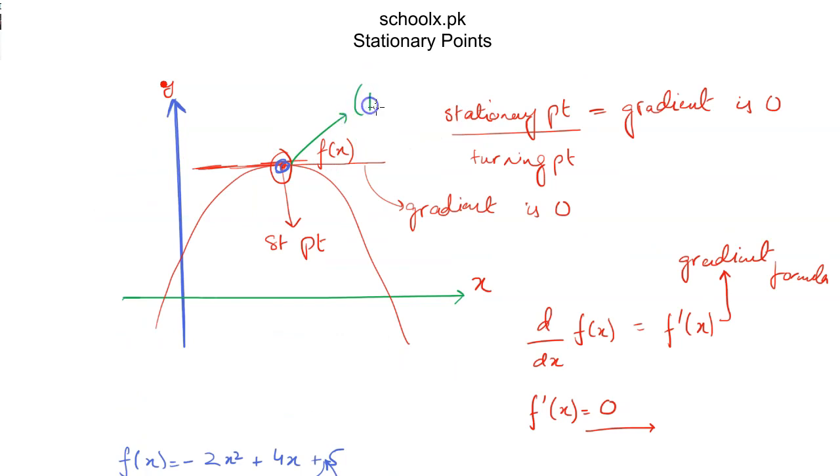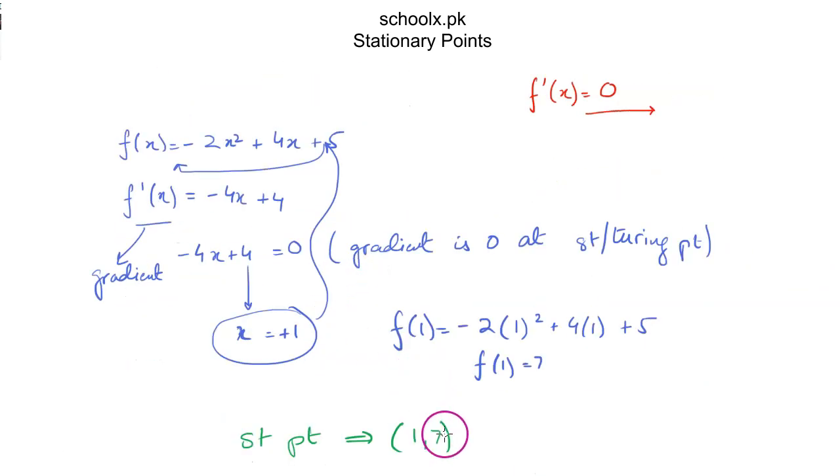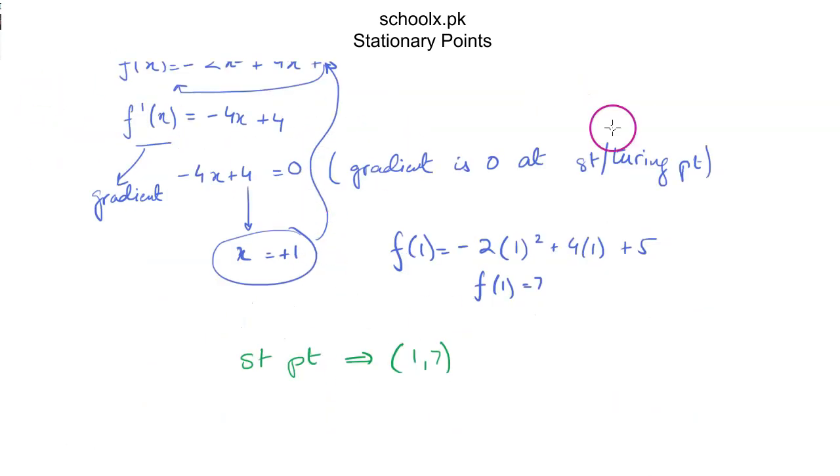So this is 1 and 7. So the procedure for finding the stationary point is, you first take the single derivative of the equation, and then equate the derivative equal to 0. Find the x coordinate of the stationary point and put the x coordinate in the equation of the graph, the f of x, to find the y coordinate, and then you get the coordinates of the stationary point.